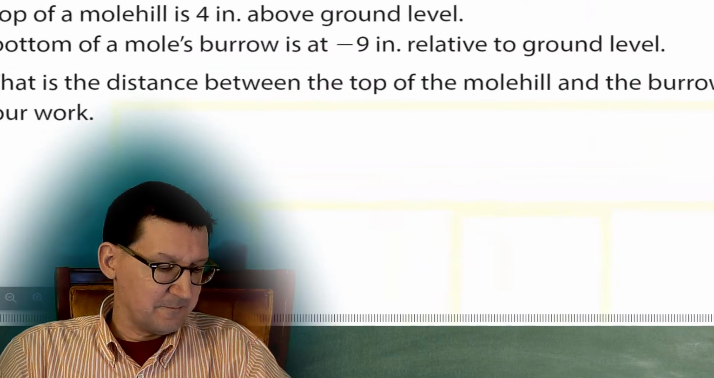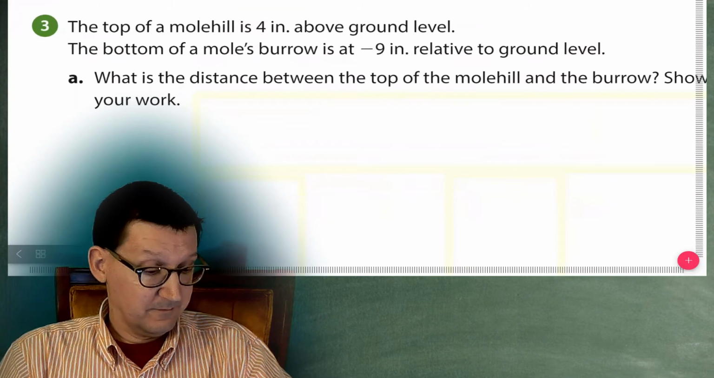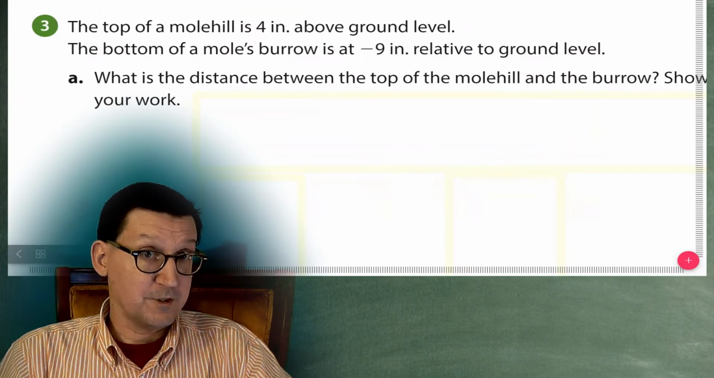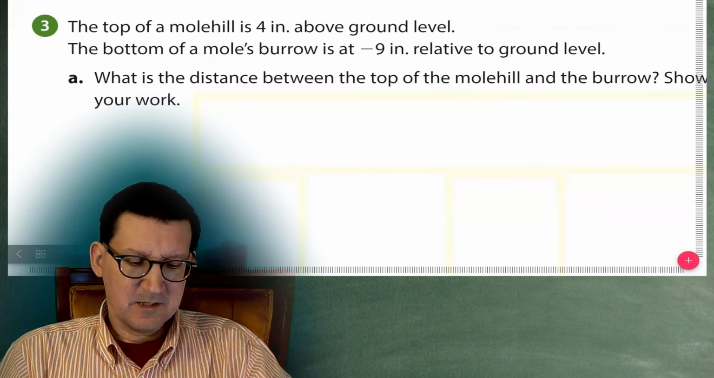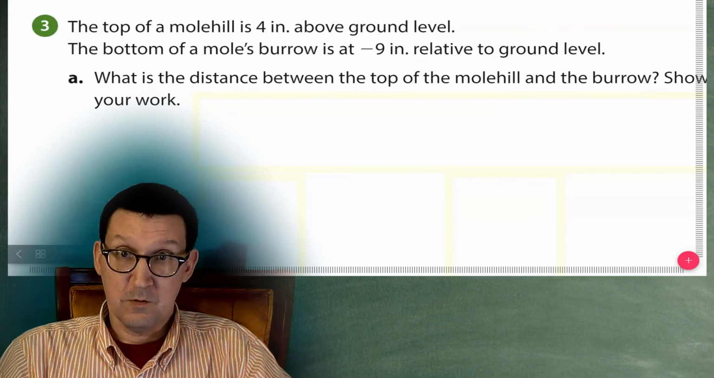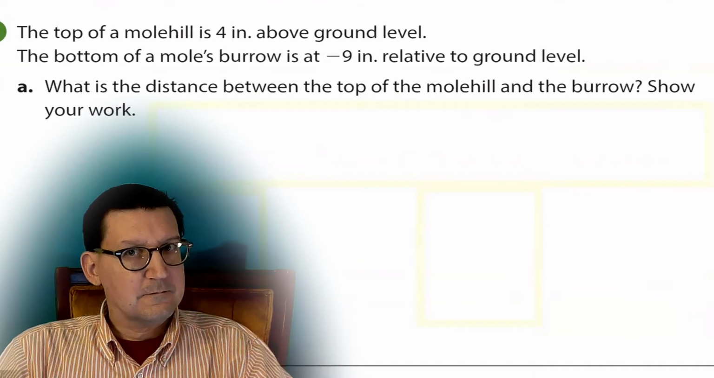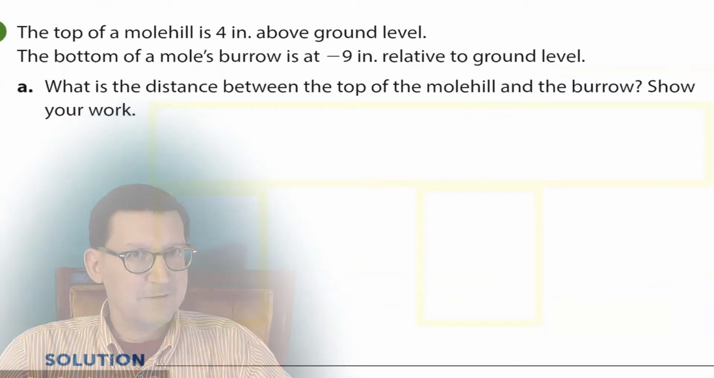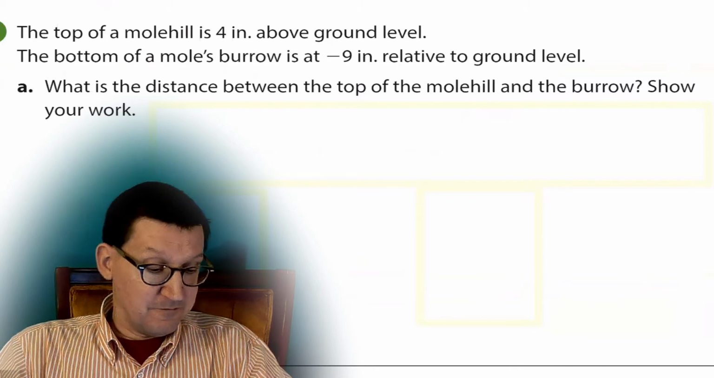Okay, another example. The top of a molehill is 4 inches above ground level. The bottom of the mole's burrow, at the bottom of the molehill, is negative 9 inches relative to ground level. So what is the distance between the top of the molehill and the burrow? And show your work. Give it a few minutes, think about it, work it out, show me what you have. We'll come back and then we'll talk about it. Okay, welcome back. So, what did you get?